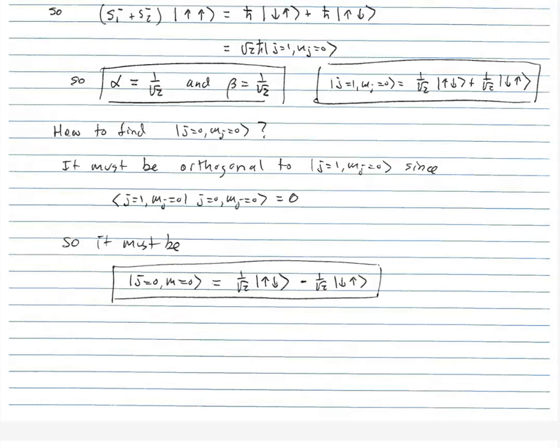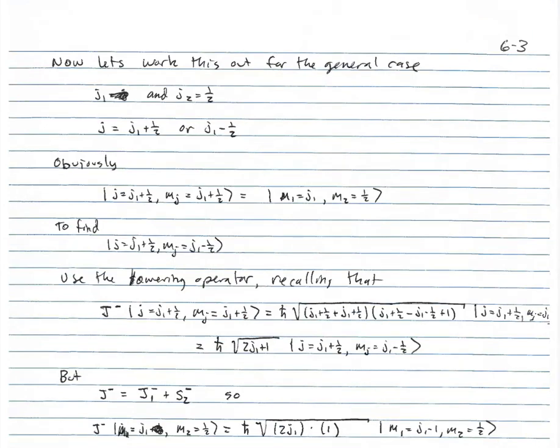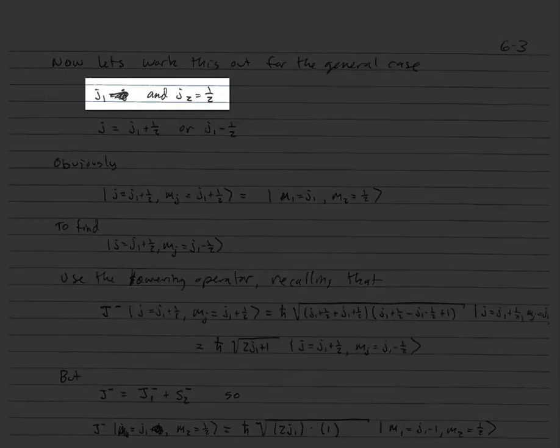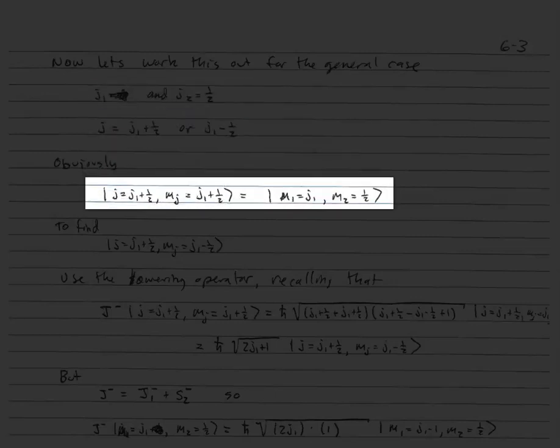All right, so we figured out how to do it for spin equals a half. Let's now try to work it out for a more general case, one where the first spin is any arbitrary spin and the second one is spin equals a half. Then again, our two possible j values are j1 plus a half and j1 minus a half. And obviously, the state that is j equals j1 plus a half, mj equals j1 plus a half is the state m1 equals j1, m2 equals a half, because that's the only state that has a total z component of spin that's equal to j1 plus a half.